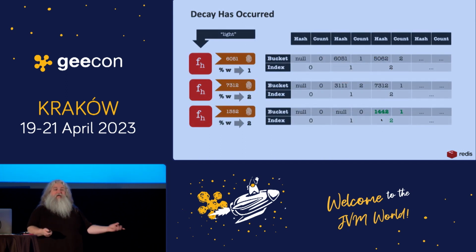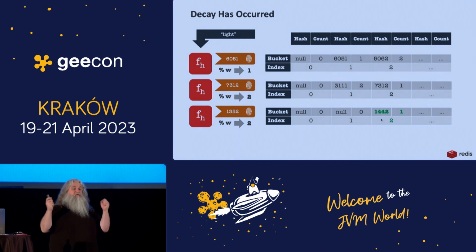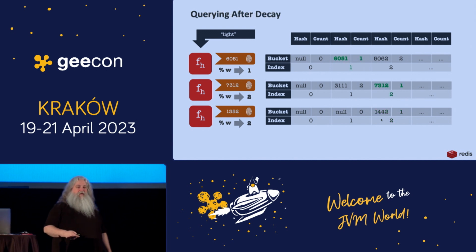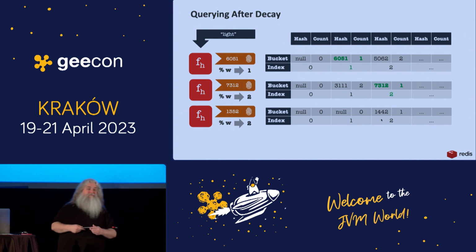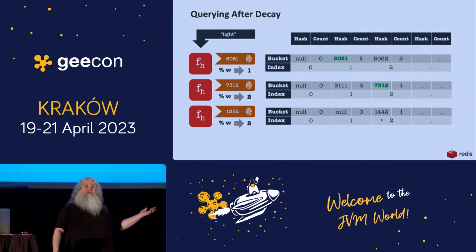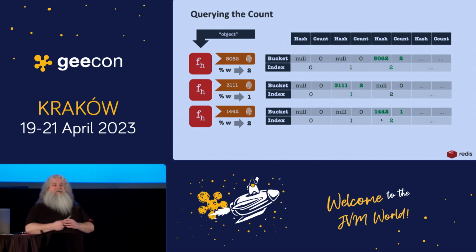So here we've got decay has occurred, and so in row 3, in position 2, we go ahead and decrement it, but we don't change the hash. It still belongs to object. And when we query light now, what happens is we only get 2 hits instead of 3, because only two of the rows actually have values for light. And so we take the biggest value out of all those, which is 1, and then we return it. And when we query the word object, we now get 2, 2, and 1 as our counts back.